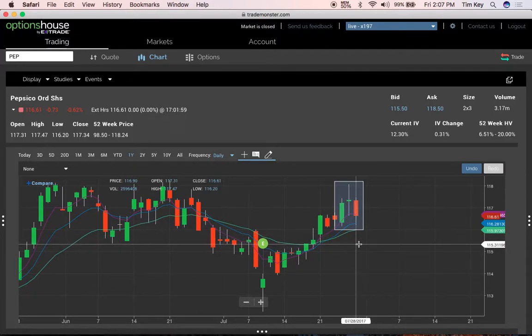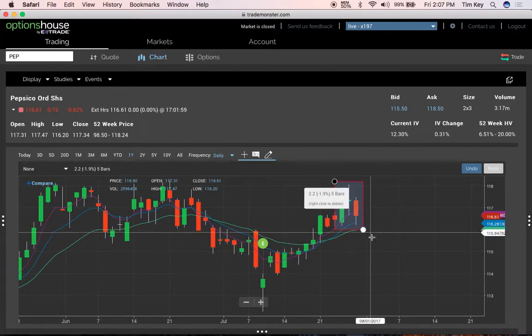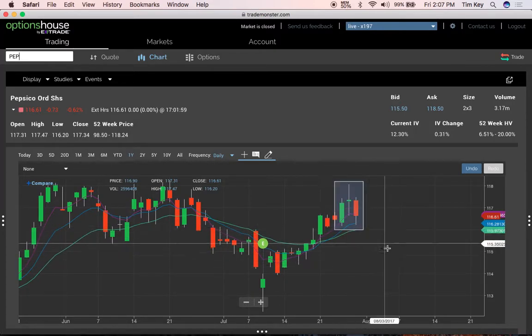This is on, let's see, July 28th. Go back and check this chart. It's Pepsi, July 28th. See if it did come back and consolidate a little bit and come down here to the downside.